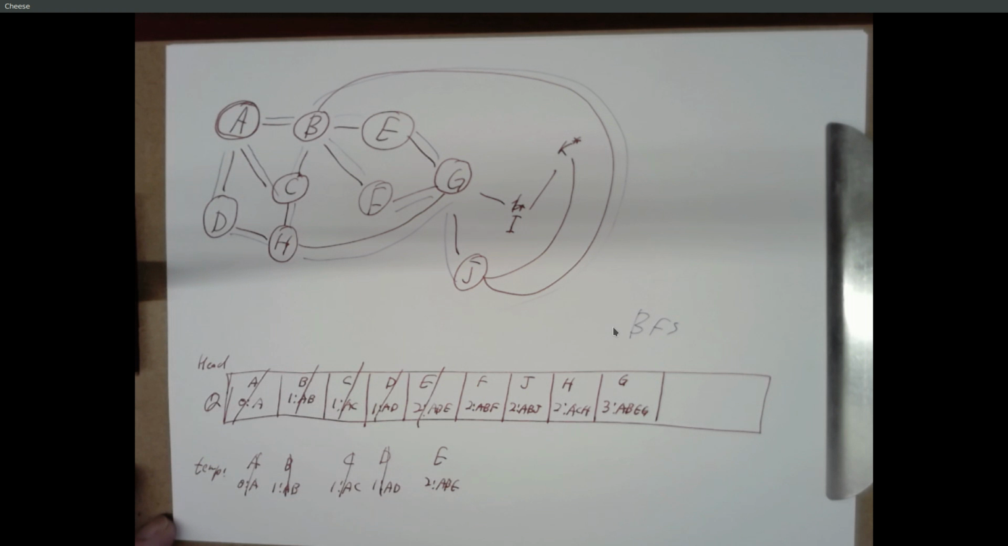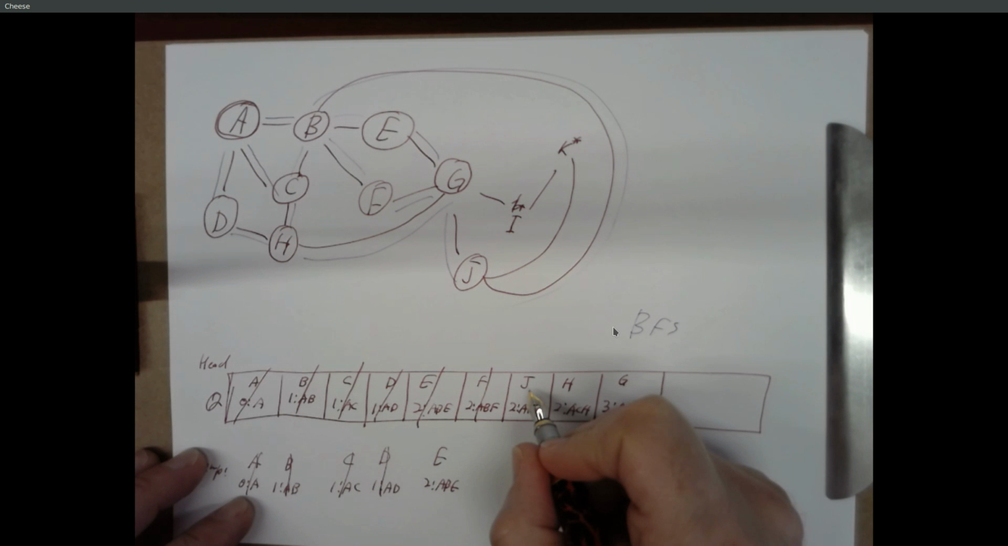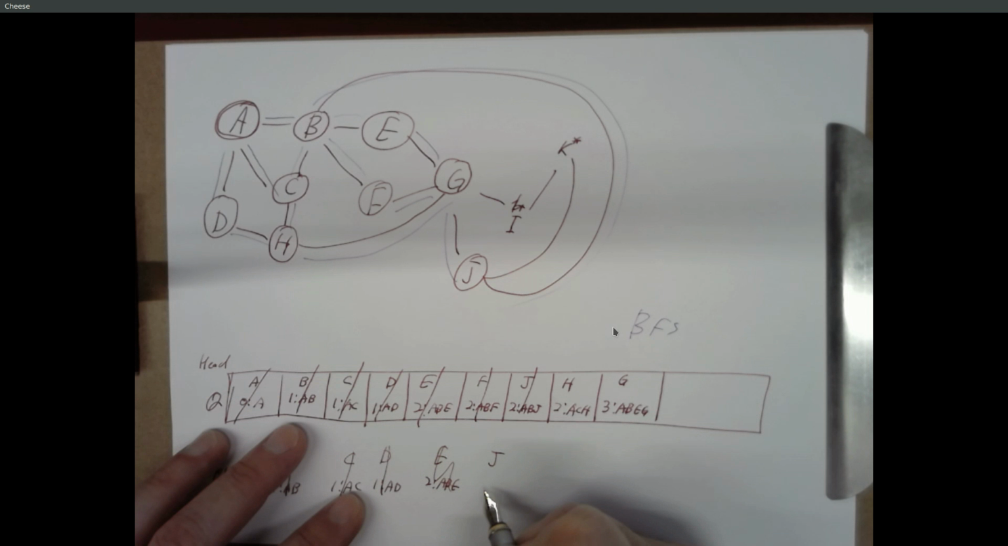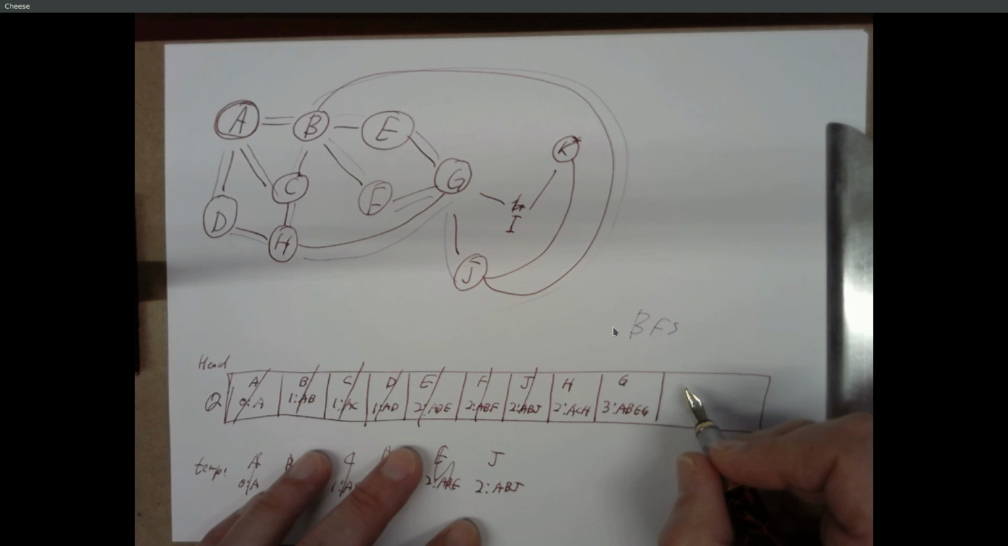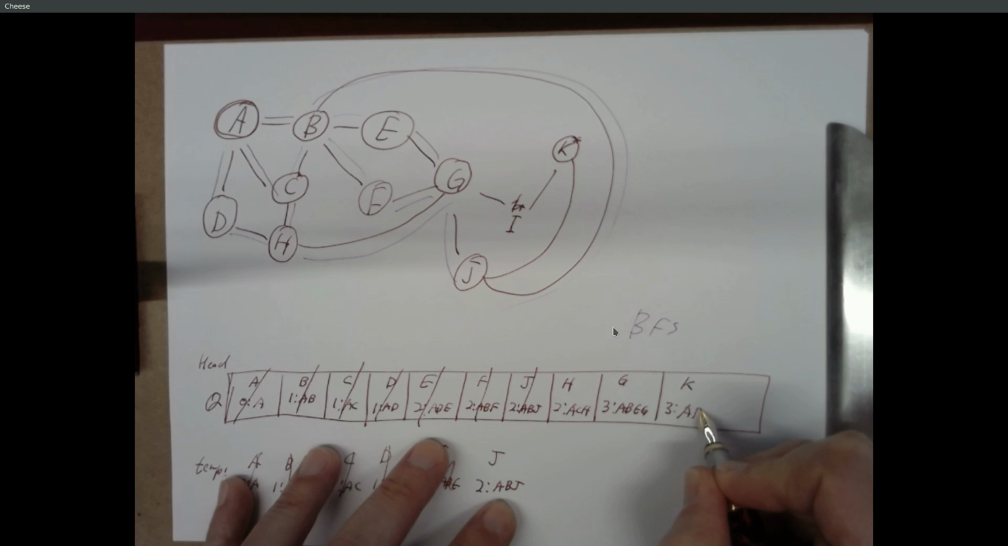So pull off F, and it has no children. Pull off J, and it has no children. Oh, it does have a child we've not visited. So J is 2, A, B, J. And it's got a child K, which is actually the node we're trying to get to. So if we were going to keep going, we'd put that into our queue with a distance of 3, A, B, J, K. But if we're looking for K, we can stop right there.